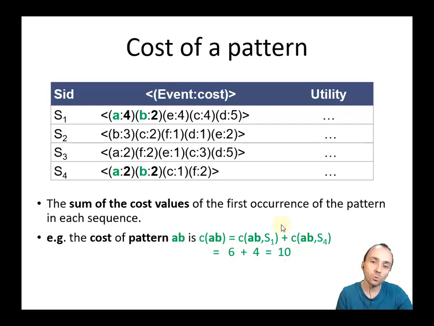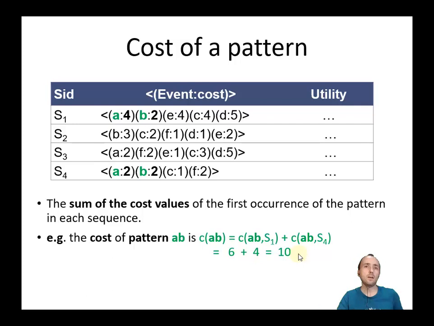The second measure we will use to find a useful pattern is called the cost of a pattern. The cost of a pattern like AB is the sum of the cost values of the first occurrence of the pattern in each sequence where it appears. So for A followed by B, it will be the cost of A followed by B in sequence 1: 4 plus 2 equals 6. And the cost of AB in sequence 4 is 2 plus 2, which is 4. So 6 plus 4 equals 10. So the cost of AB in the whole database, for everyone who used this pattern, will be 10. Okay, this is the total, the sum.